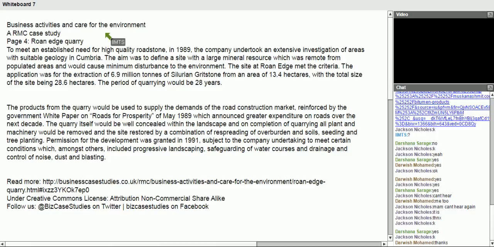Now we are going to learn about another quarry, that is Churchwood Quarry, and then we are going to do the conclusion of this.